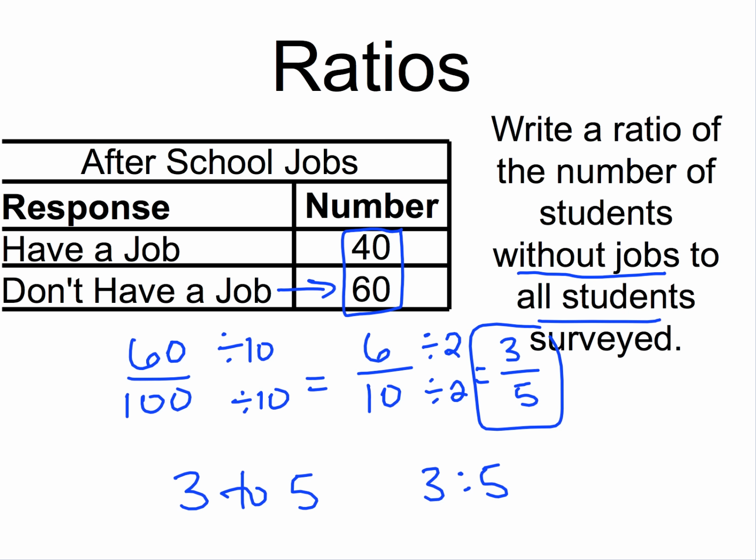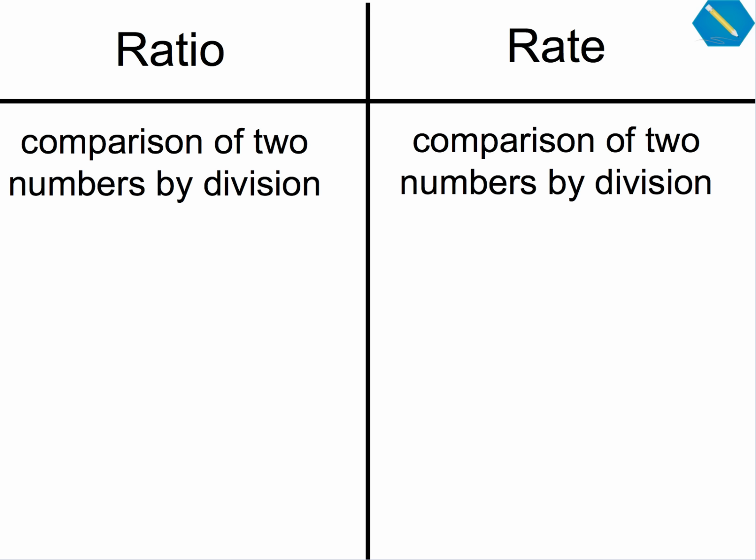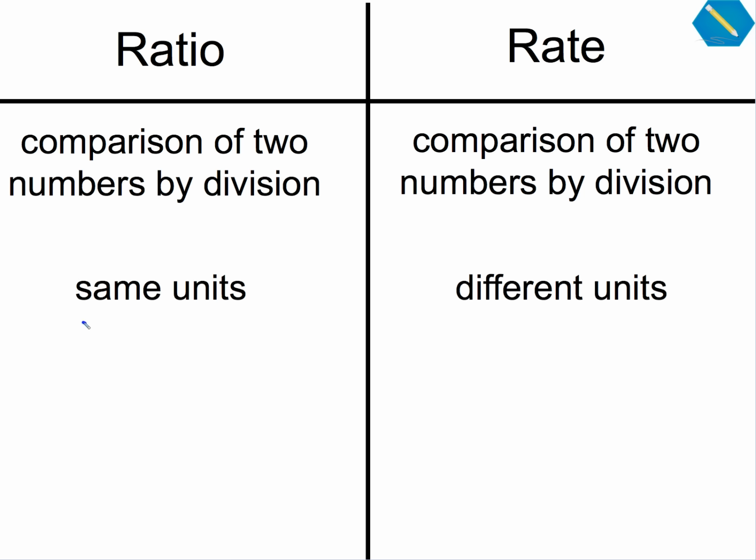Okay, so since we did some examples, I want to give you the definition now of a ratio. It is a comparison of two numbers by division. Make sure you make this chart because we will be comparing ratios to rates. Now the funny thing is that the definition of rate is exactly the same. It's a comparison of two numbers by division. So how do you tell the difference between ratios and rates? Well, ratios have the same units while rates have different units.